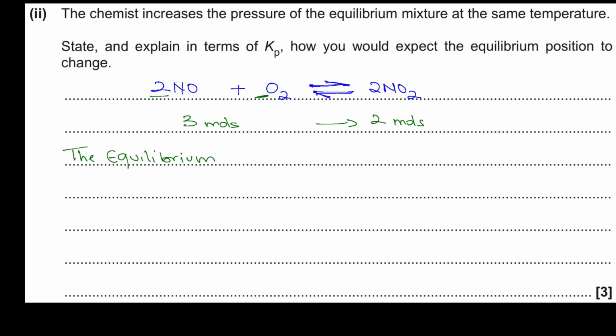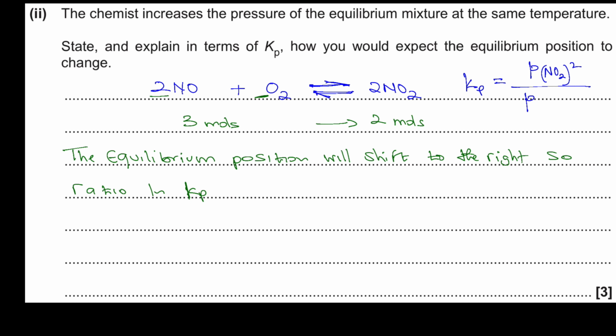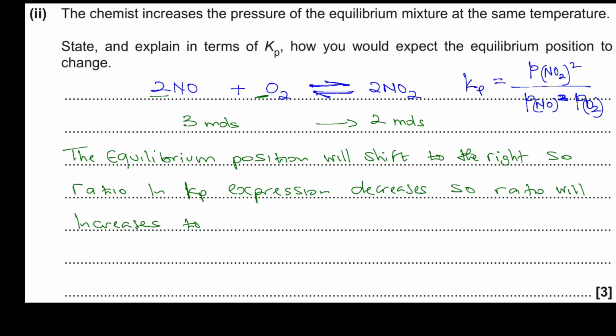The equilibrium position will shift to the right, so the ratio in Kp, because we know what Kp is, Kp is the total partial pressure of the product divided by the total partial pressure of the reactant. That ratio of the partial pressure is what we're talking about. In the Kp expression, the ratio decreases, so the ratio will increase to restore Kp back to equilibrium.